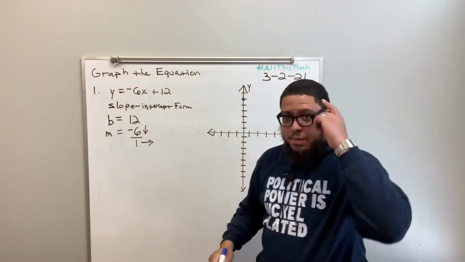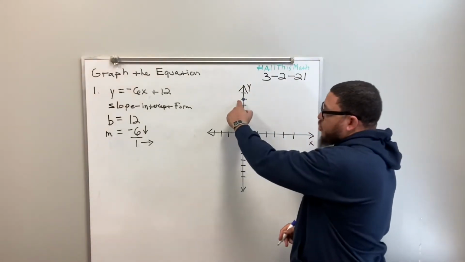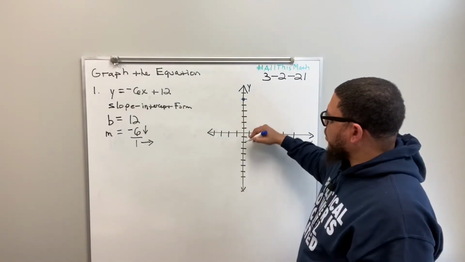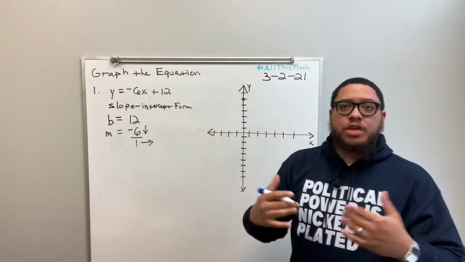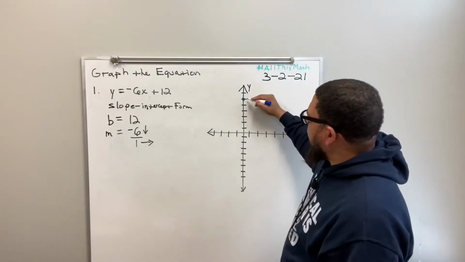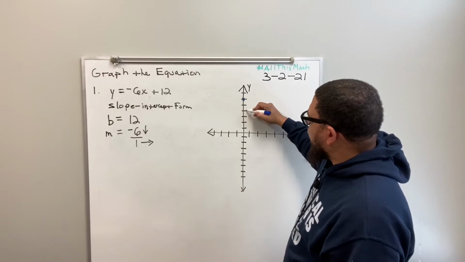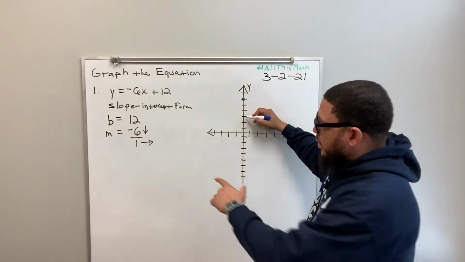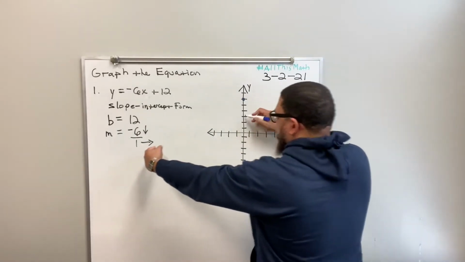Now, remember, each space is worth 2 though. Don't just count down 1, 2, 3, 4, 5, 6. Don't do that, right? That will give you the incorrect answer. Remember, our scale is by twos. So if I'm going down by 2, that means I'm going 2, 4, 6, right? Now, then I also need to go one space to the right.